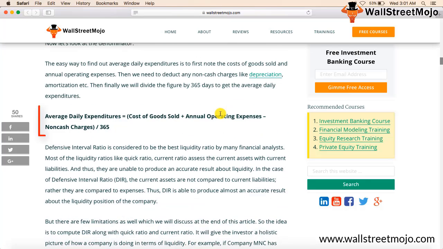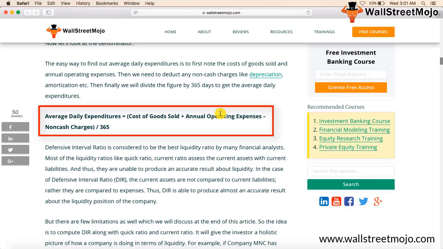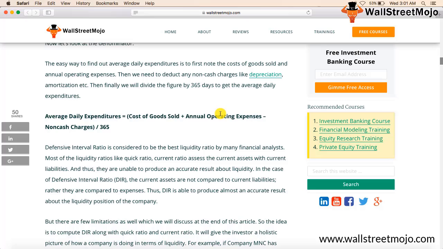What does the term average daily expenses mean? Average daily expenses, or monthly or quarterly, you can compute it any way. Average expenses is nothing but cost of goods sold plus annual operating expenses minus non-cash charges. Cost of goods sold means the cost of the goods that you have sold to the customers. It is basically the cost incurred in manufacturing or purchasing the goods that I'm selling to my customers, right? Annual operating expenses is also clear, because that's something I need to spend in order to continue my business. But why am I reducing non-cash charges?